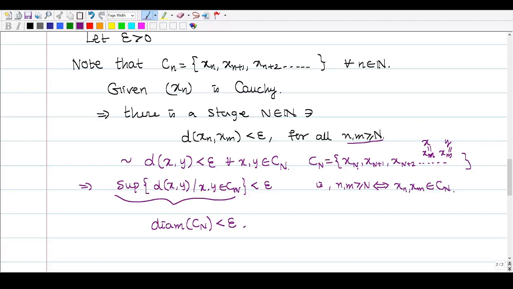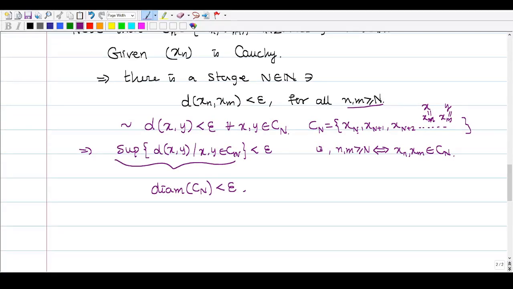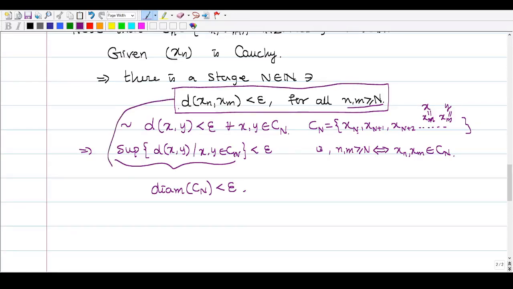Okay, so there is a stage, this condition will imply that அதாவது என்ன proof பண்ணிருக்கேன் அப்படின்னா diameter of Cn which is less than epsilon. This condition and this are equivalent. இதுவும் இதுல இருந்து என்ன proof பண்ணிருக்கேன்? இத proof பண்ணிருக்கேன்.